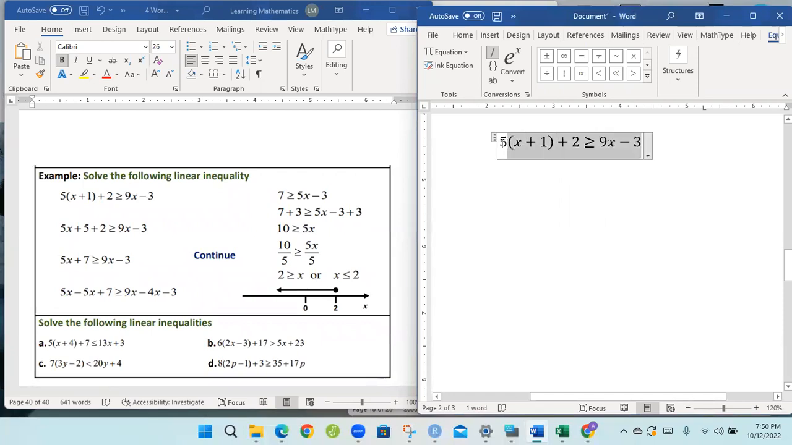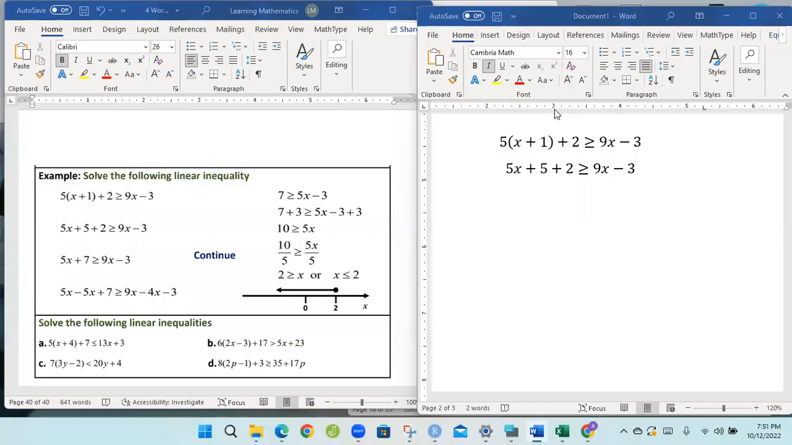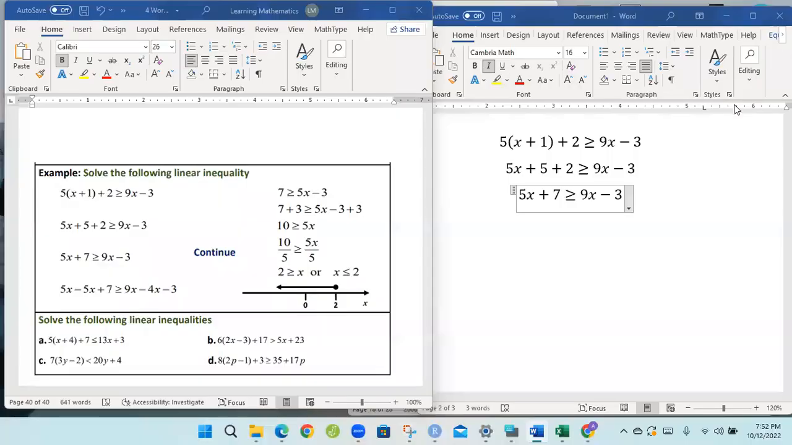So we have to clear the brackets, multiply by 5 on both sides. So we have multiplied by 5. 5 by x is 5x, and 5 by 1 is 5. So now we're going to simplify the numbers. 5 plus 2 is 7. So now we subtract 7 on both sides.